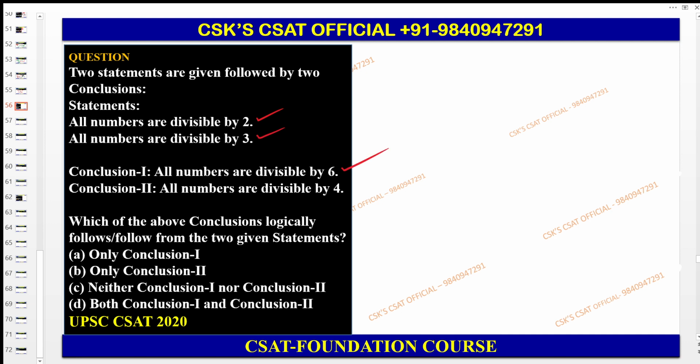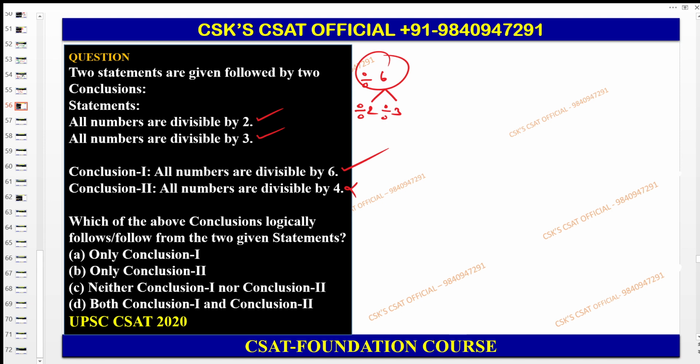Yes, correct. And what about the conclusion that all the numbers are divisible by 4? No, this is not necessarily divisible by 4. All the numbers are divisible by 2 as well as 3, and the divisibility concept for 2 and 3 together is 6. Divisible by 6 means divisible by 2 as well as by 3. So the first conclusion is satisfied.